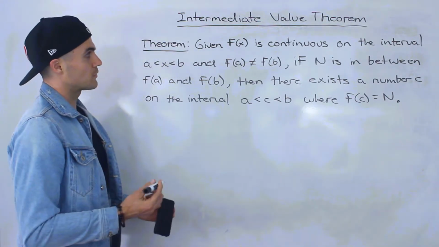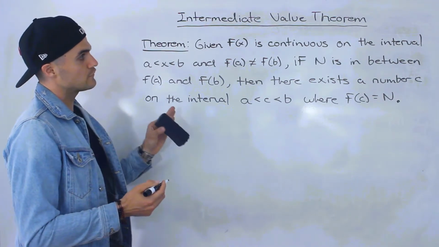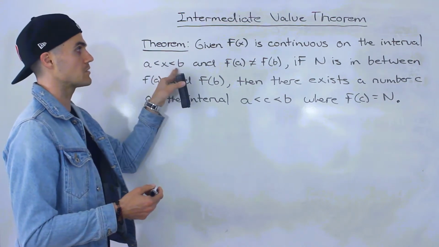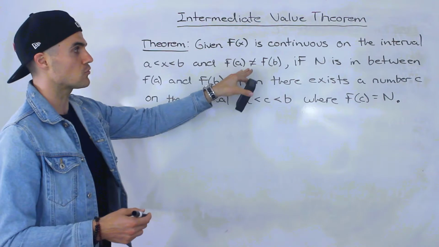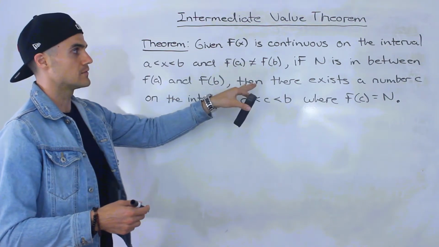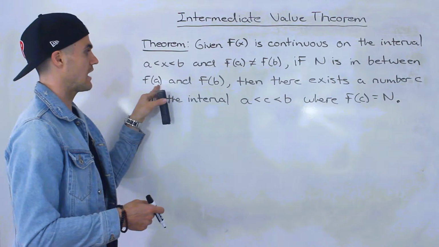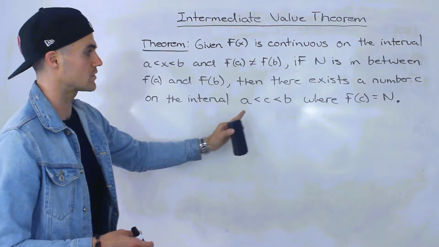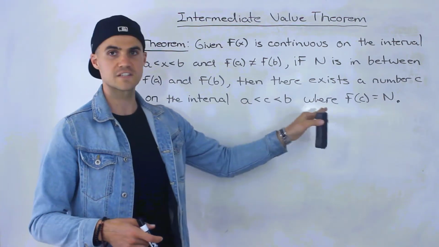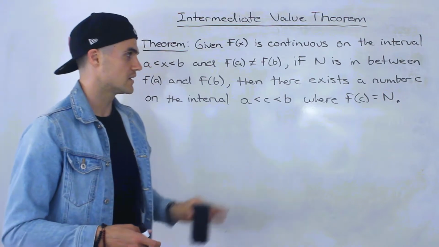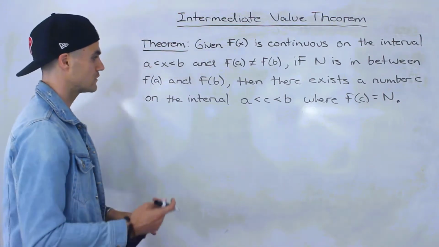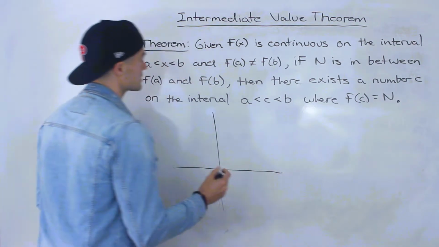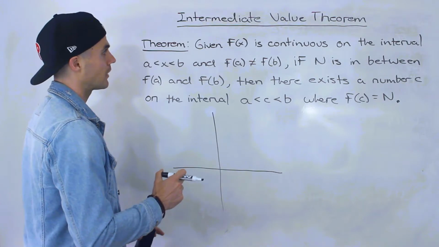So let's read the theorem. We're told, given that f of x is continuous on the interval a and b, where x is between a and b, and f of a does not equal f of b, if n, which is just some kind of number, is in between f of a and f of b, then there exists a number c on the interval where c is between a and b, where f of c is equal to n. So I know reading that sounds a little bit confusing, but if we break it down, it's actually not too bad. So let's go through each sentence one by one.